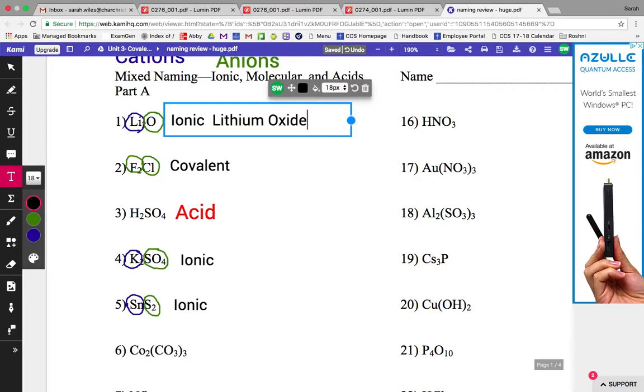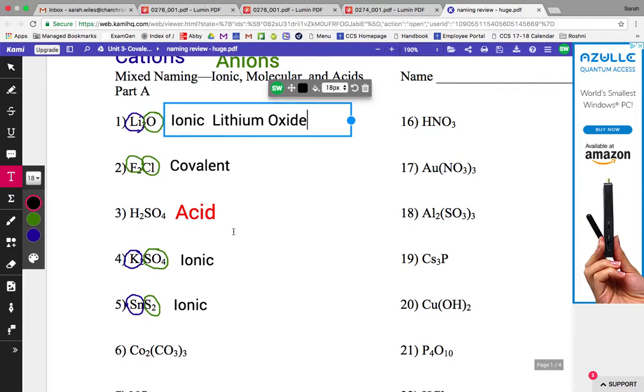So, lithium oxide. Does it have a multivalent cation? We are not going to do this just yet. We will be adding Roman numerals next time. Okie dokie? Now, covalent is next class. Acid, next class.